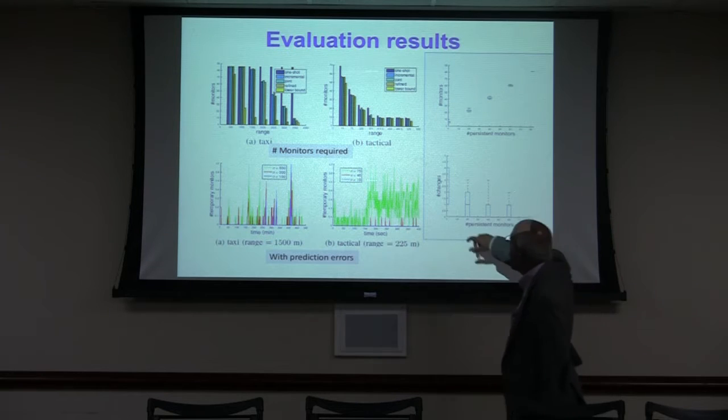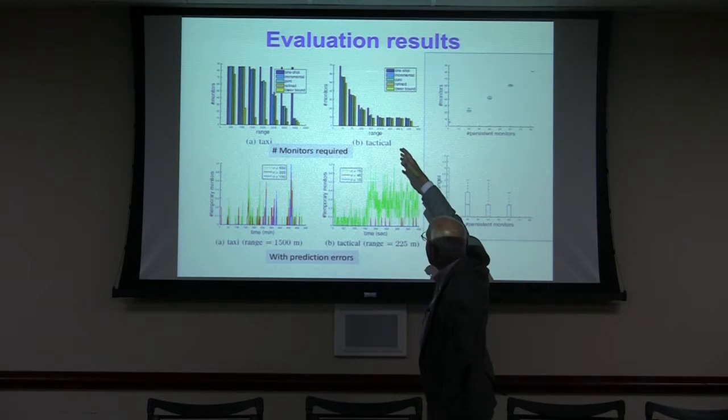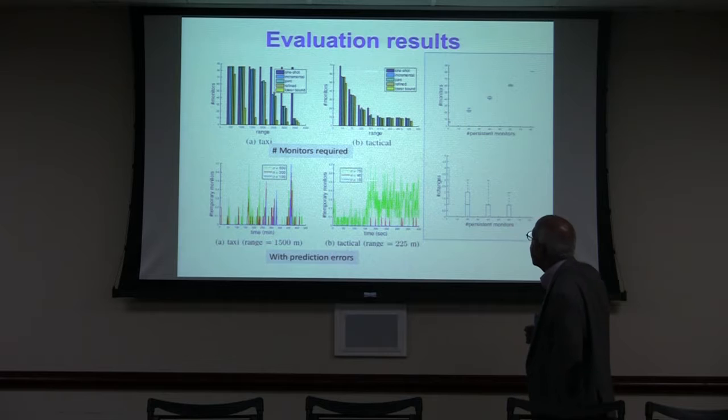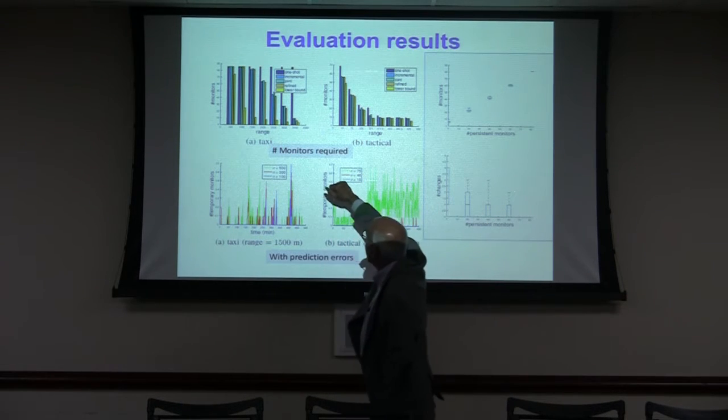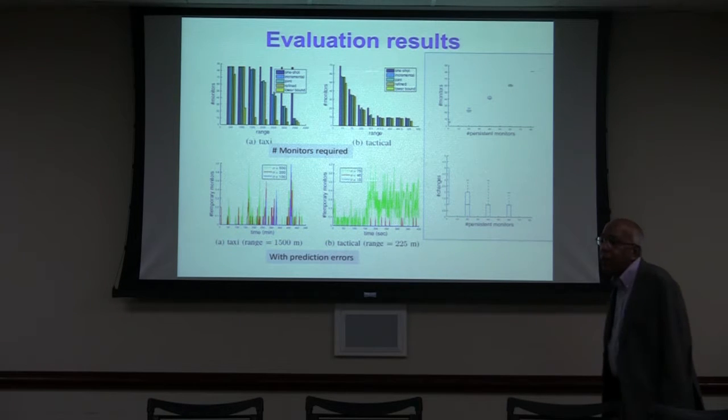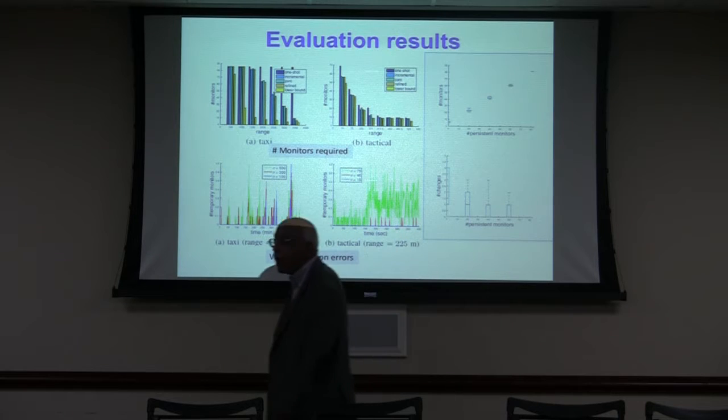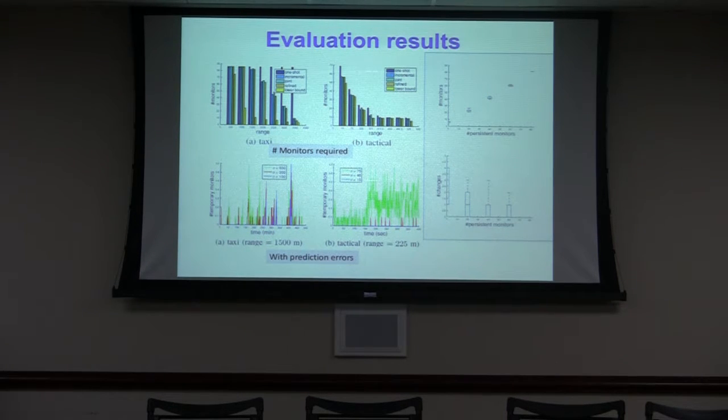As I said, the trend is that for the tactical network, you need fewer monitors. The one shot doesn't work very well. But there is less difference between the methods in the tactical network versus the taxi network, and the reason is that I have many subnetworks that are stable across time. Even though the network is moving, the subnetworks are the same. In other cases, I don't have that. So many of the monitor placements do not change.